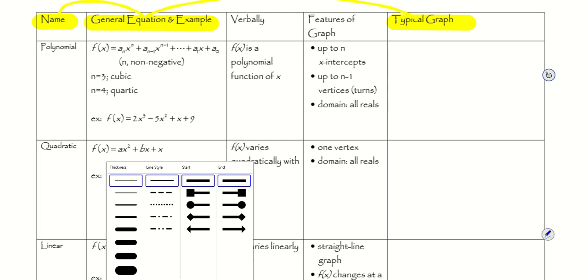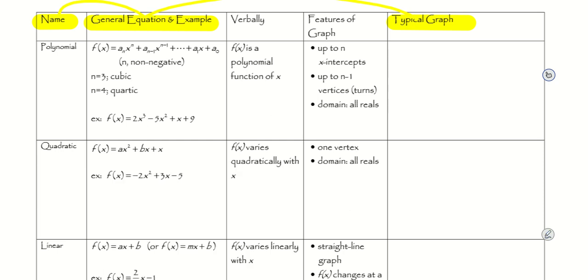So let's dive in. We'll start by talking about a polynomial function. A polynomial function is an equation that is made up of power terms that are added together. So our variable has an exponent, may or may not be multiplied by a number, and those separate terms are added together. In this case, n is the largest exponent that shows up on x in any individual term.